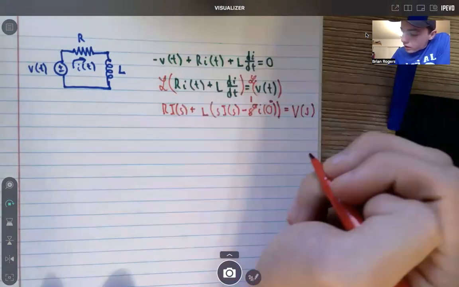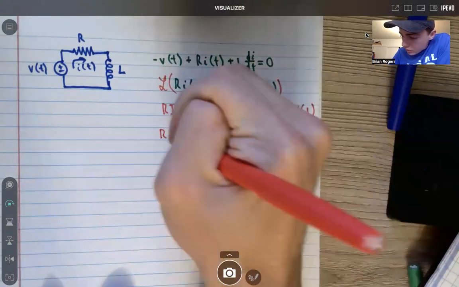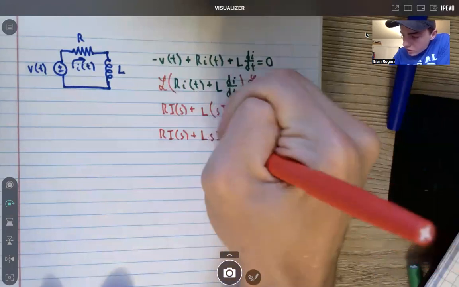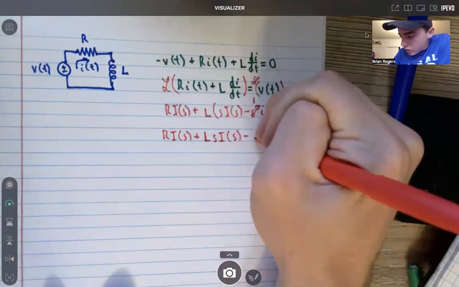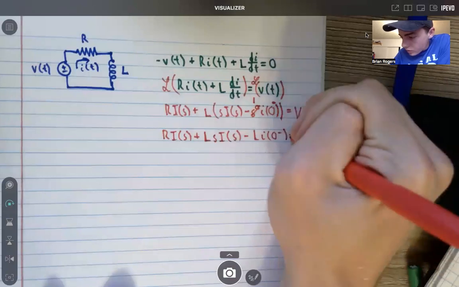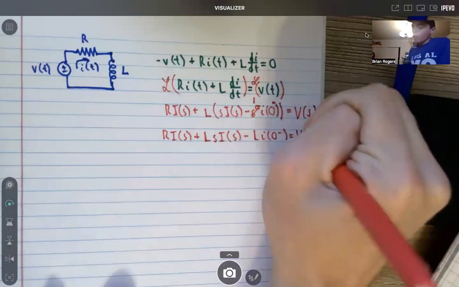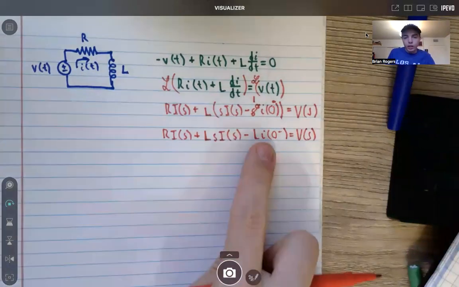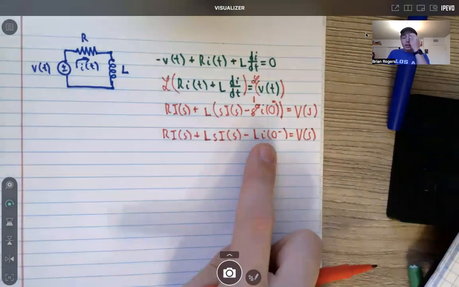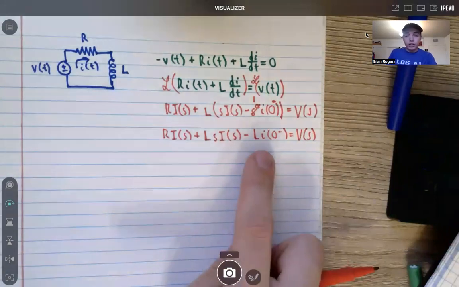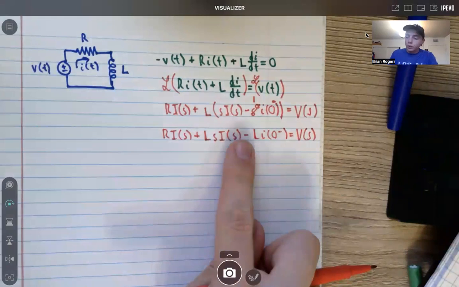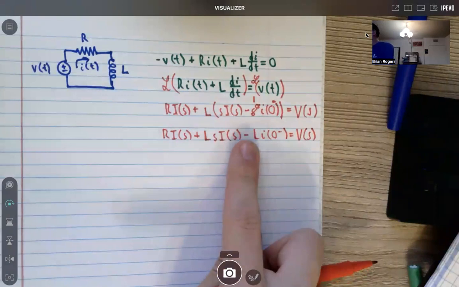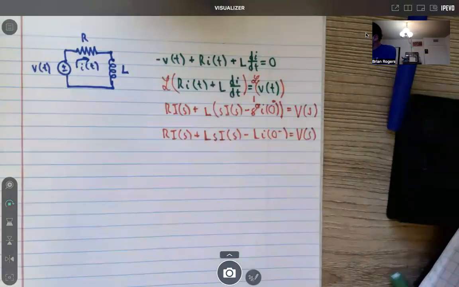So it would look like R I of s plus L s I of s minus L i of 0 equals V of s. And that would be the equation you have for that circuit. And then if you had any initial conditions, that's where they would go. Then you can do all your operations to either find the current or solve for one of the variables, and you could transform it back into the time domain using the inverse Laplace transform.